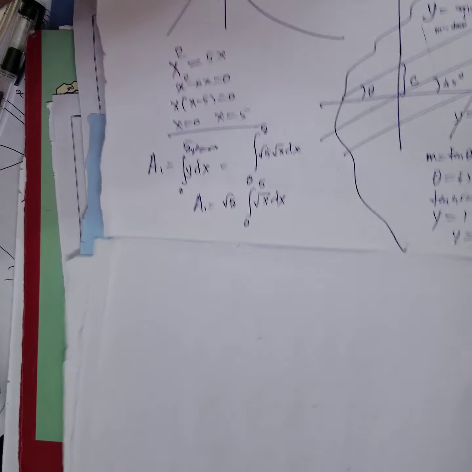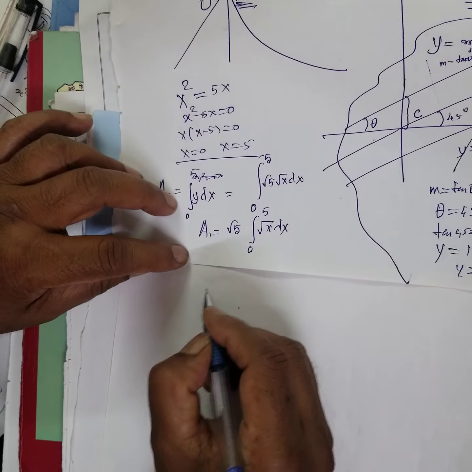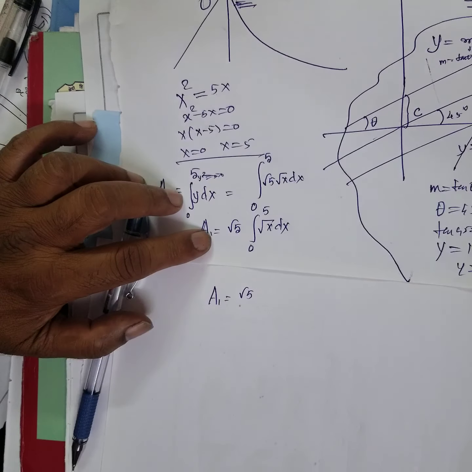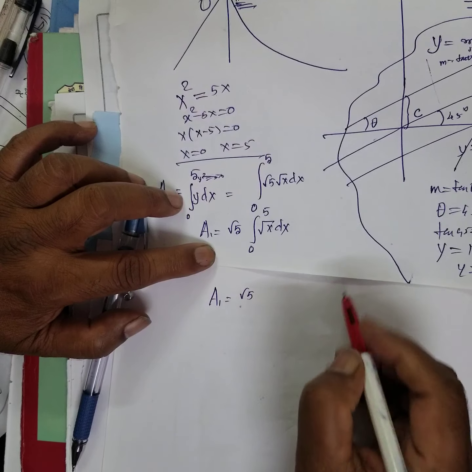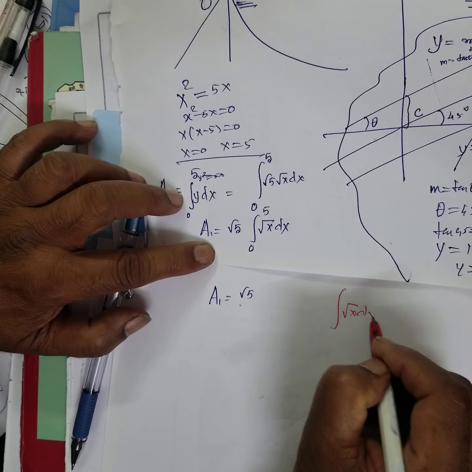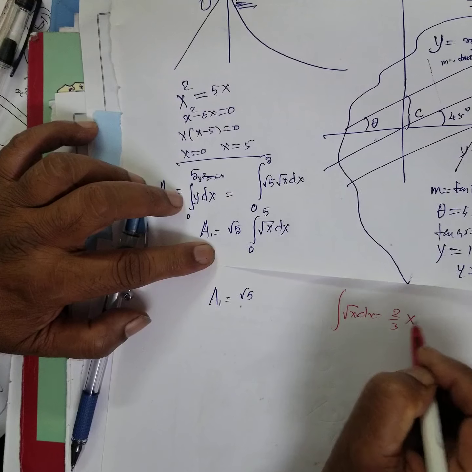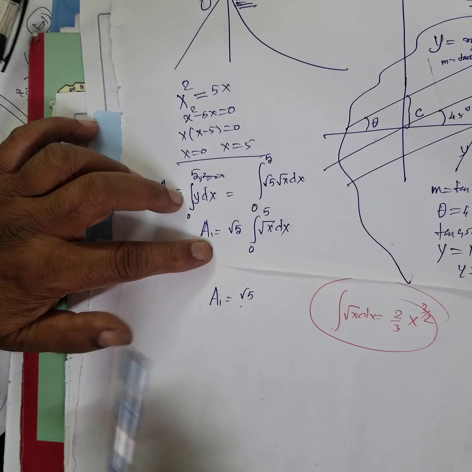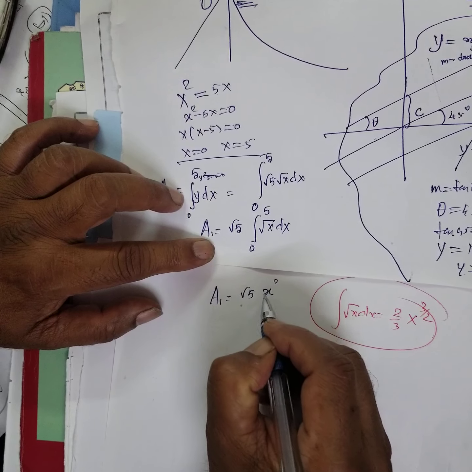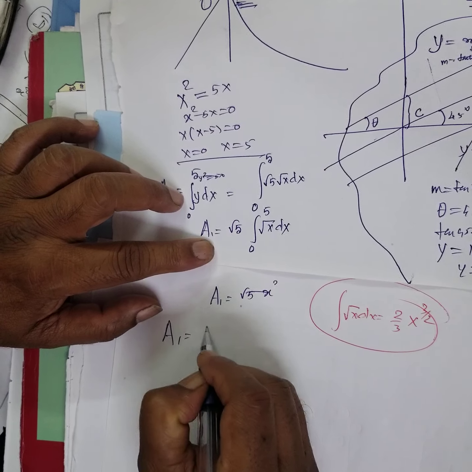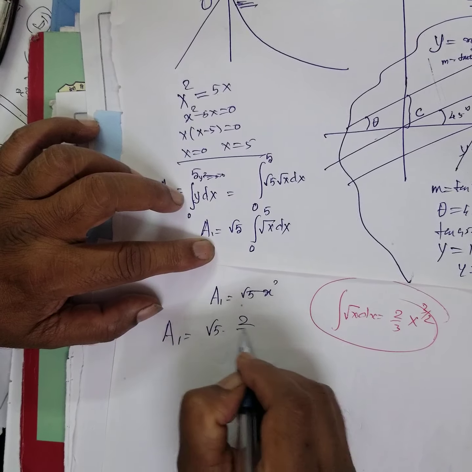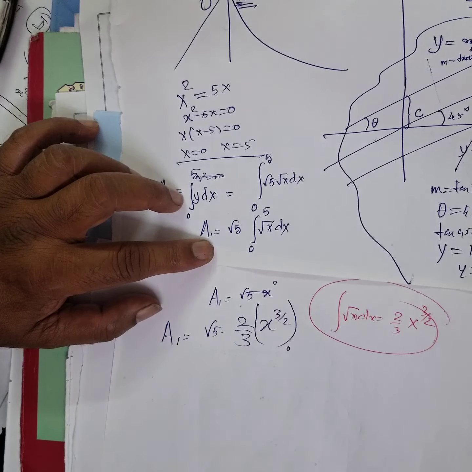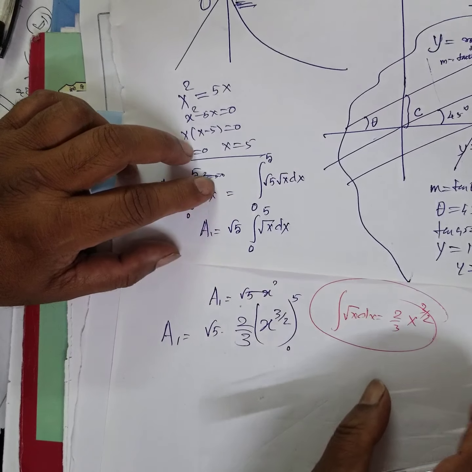Now, A1 is equal to root 5. You know this formula already, I did it previously. What is the integration of root x dx? 2 by 3 x to the power of 3 by 2. This is the formula. Now I will write A1 equal to root 5 into 2 by 3 x to the power of 3 by 2. Lower limit is 0, upper limit is 5.